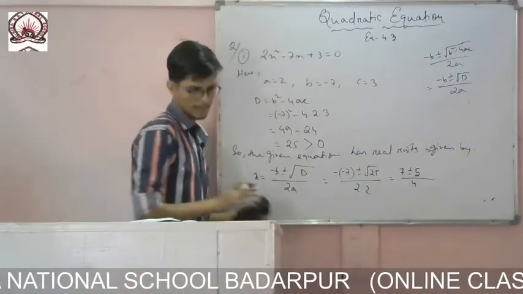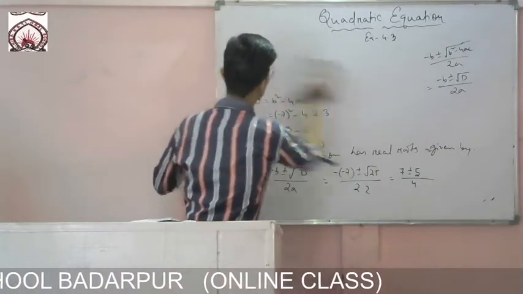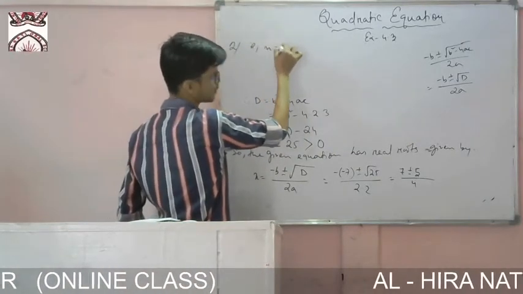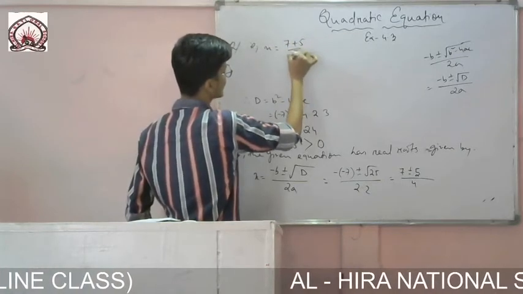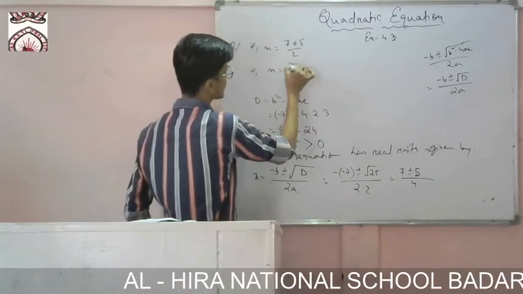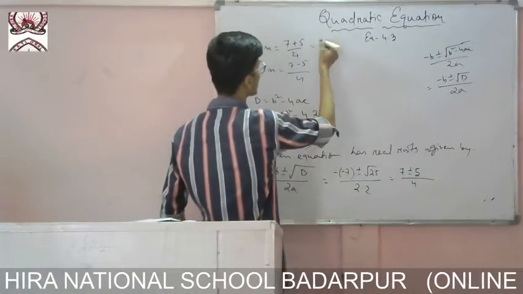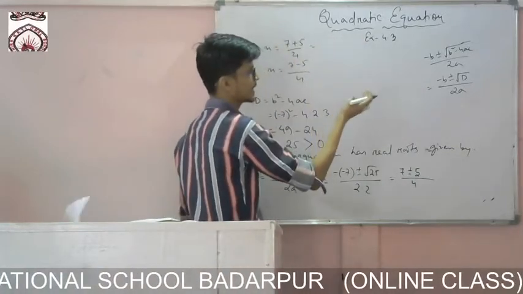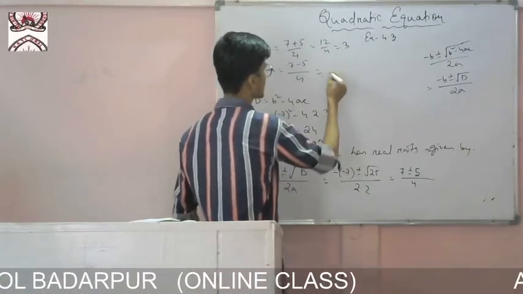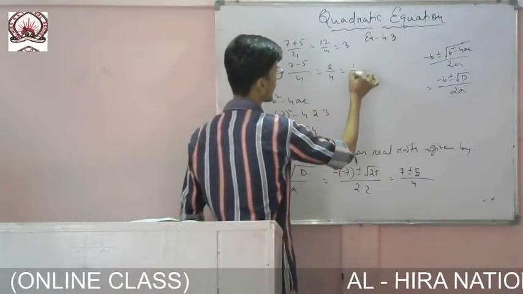Now we will find the roots. One time x will be equal to 7 plus 5 by 4, another time x will be equal to 7 minus 5 by 4. So 7 plus 5 is 12, and 12 by 4 is 3, since 3 4s are 12. And 7 minus 5 is 2, so 2 by 4 is 1 by 2.